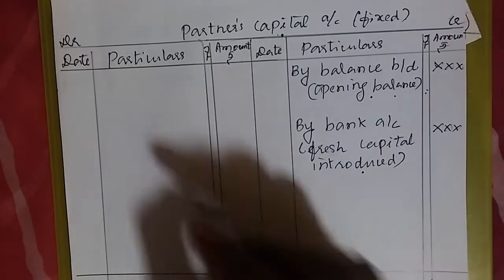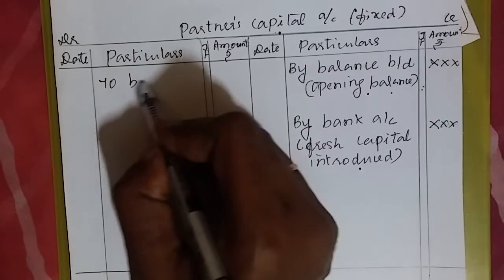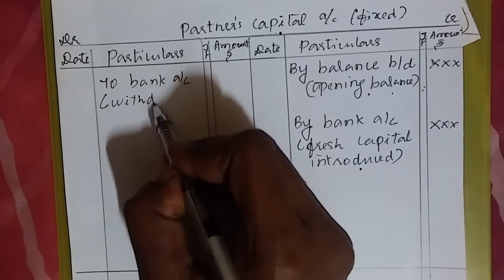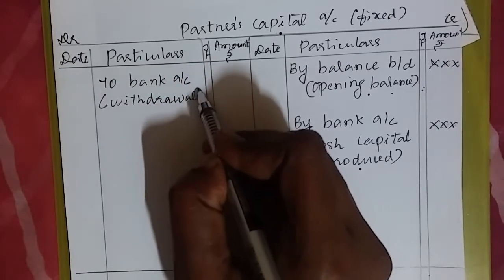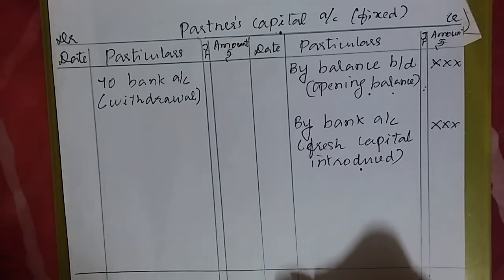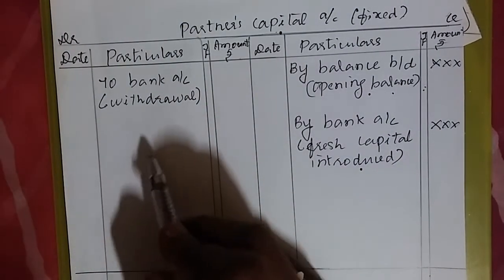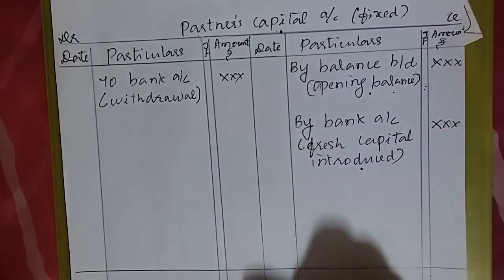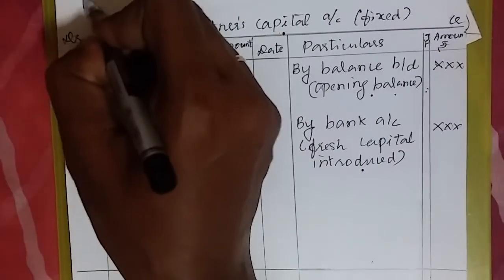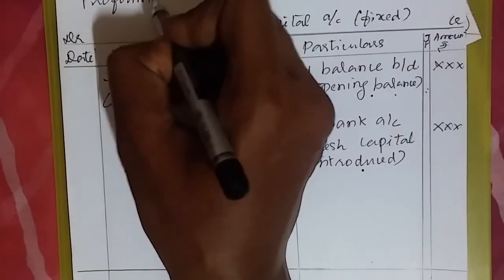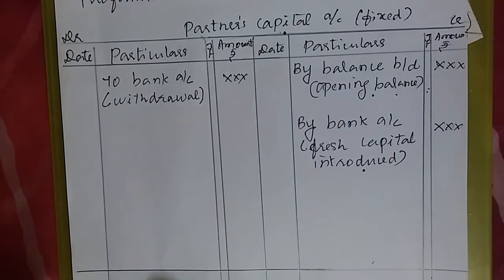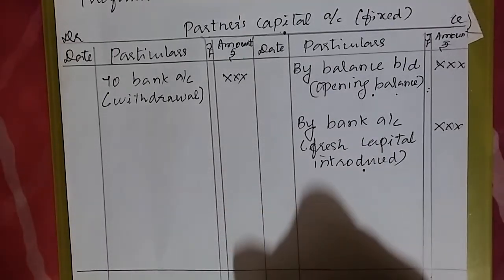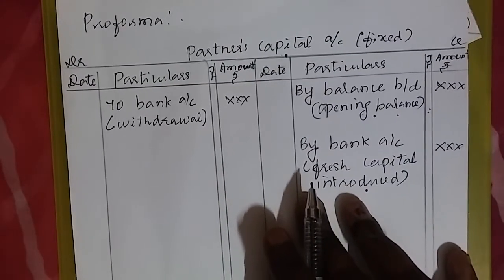If there is drawing, we should write to bank account. It is of withdrawal. It's a permanent withdrawal of the partners on capital. Drawing is a debit value. We do write here on debit side. I should not write the amount because it is a pro forma. It's pro forma of partners capital account. Okay? Yes. And after this, any other items do we enter? No, we don't enter other items.